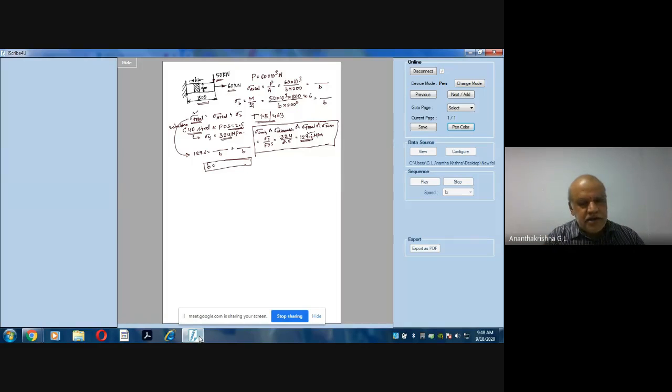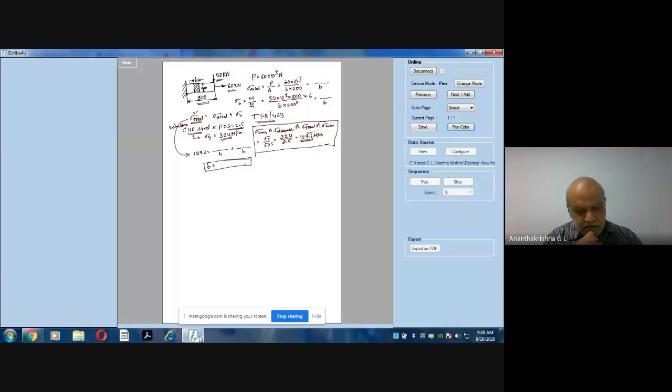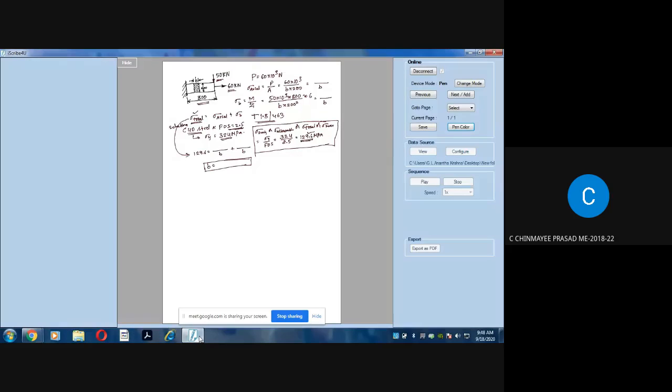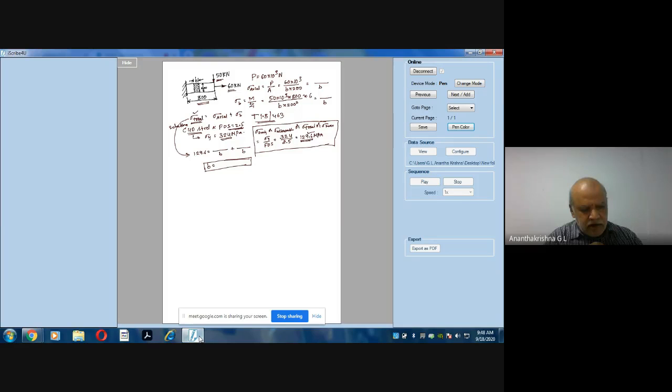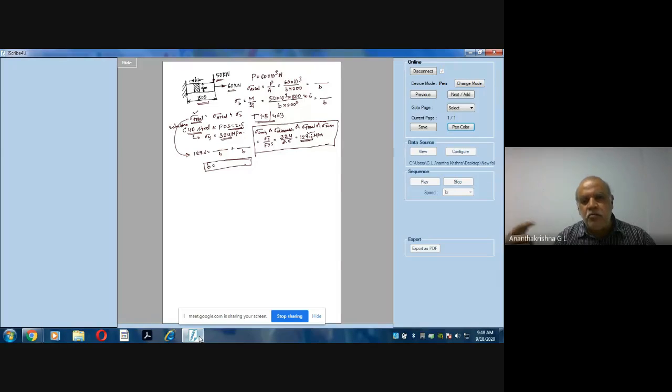If you go to C60, what is the value of carbon percentage there? 0.55 to 0.65. Correct. What is it for C40? It is 0.4. Correct? What will happen if the carbon percentage keeps increasing in the material? It will become brittle. Yes, it will become more and more brittle.